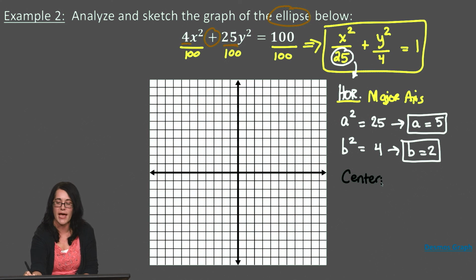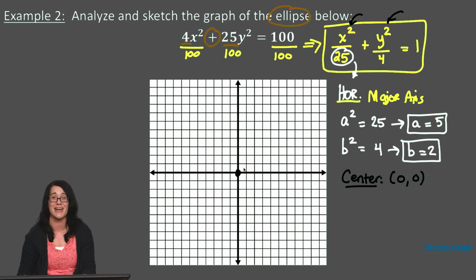Yeah, it was at H, K. So if there was no addition or subtraction inside parentheses there, your H, K was just 0, 0. So your center was the origin again. We were being quite nice to you.